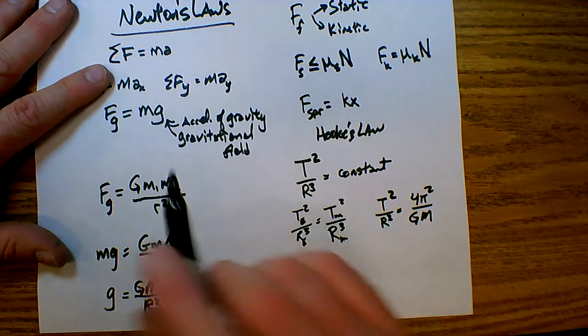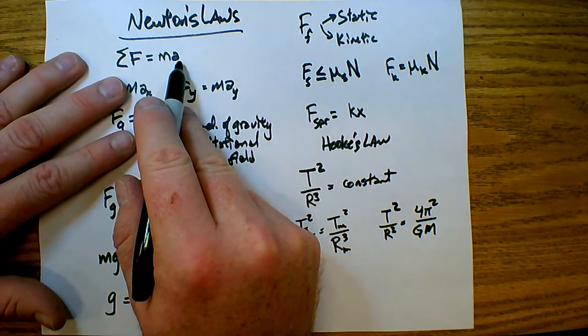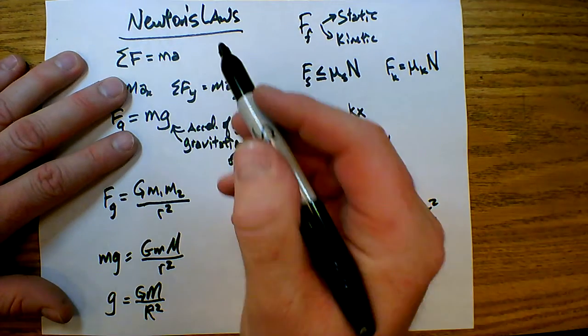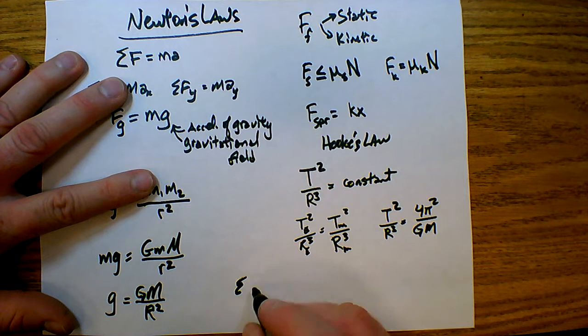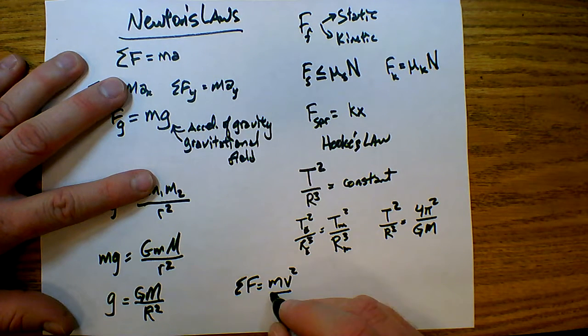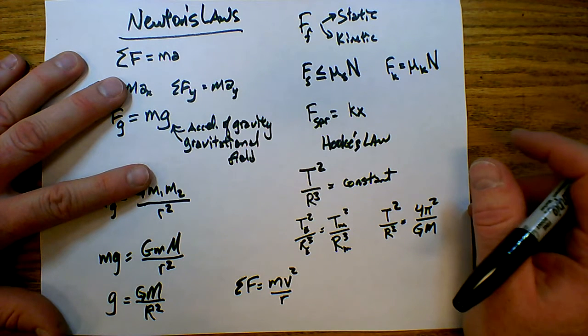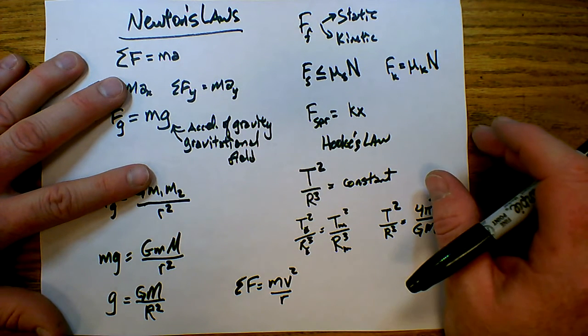We also have, as we mentioned briefly, when we have net force equals ma, if we're talking about circular motion, then we could say that the acceleration is v squared over r, and so the net force can equal m times v squared over r, or mv squared over r for circular motion. Those are some equations of Newton's laws.